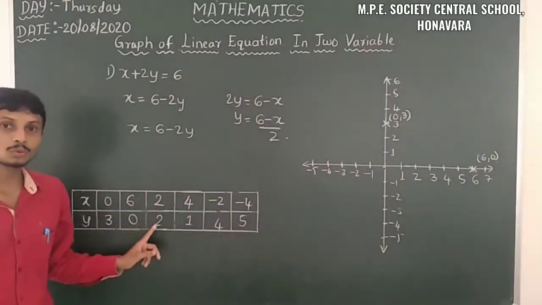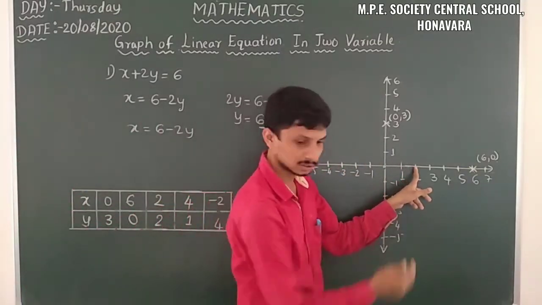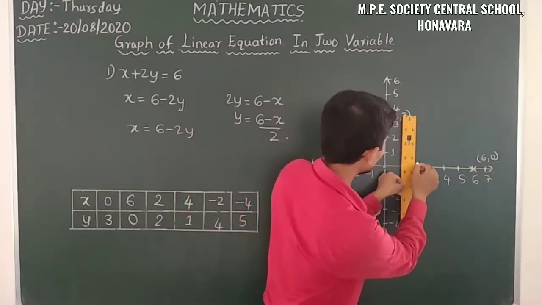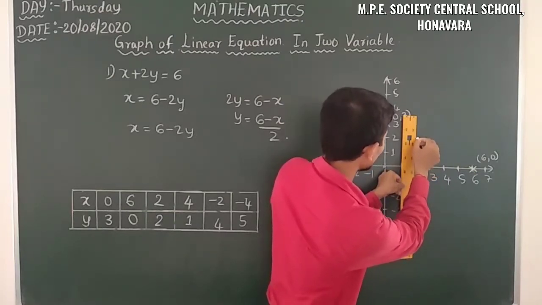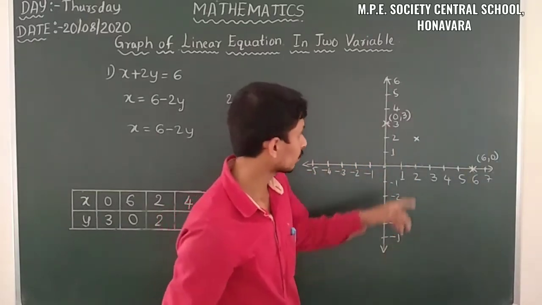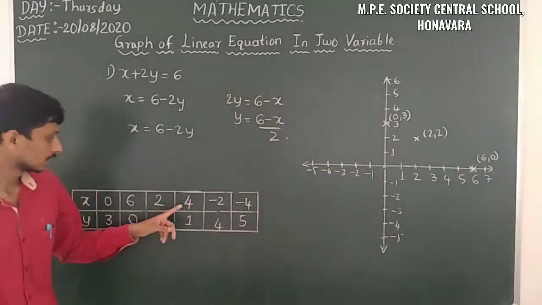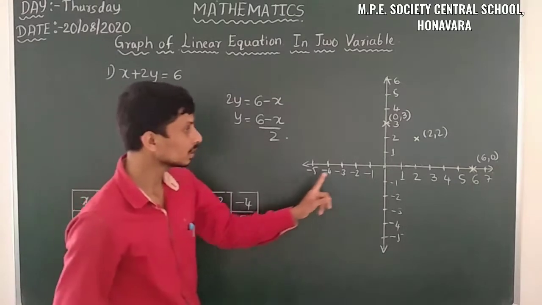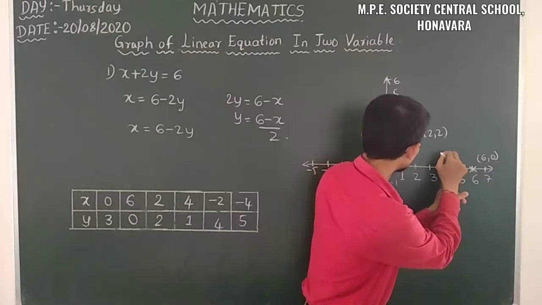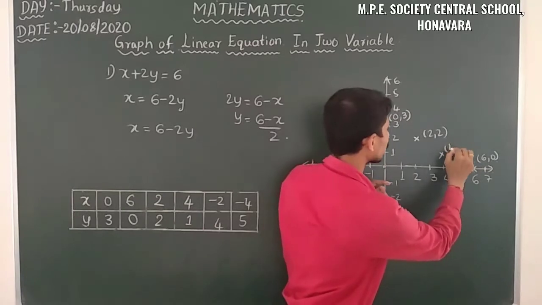Then let us come to 2, 2. Yes. First stand on the x coordinate of 2. Then take the movement of 2 y coordinates. Yes, here. So here is the point representing 2, 2. Then here 4, 1. Firstly we stand on the x coordinate of 4 and then we go to the y coordinate of 1. So this is the point representing 4, 1.